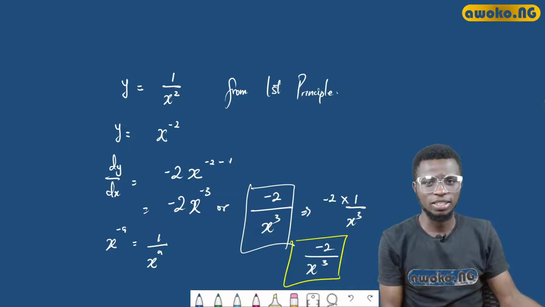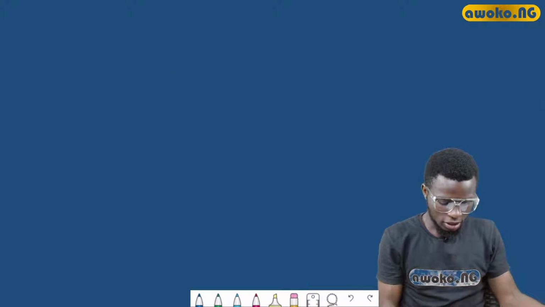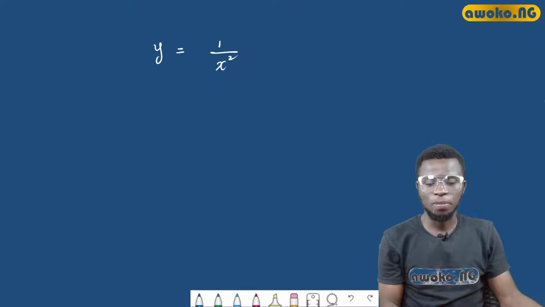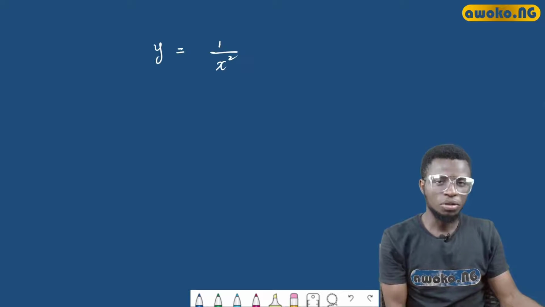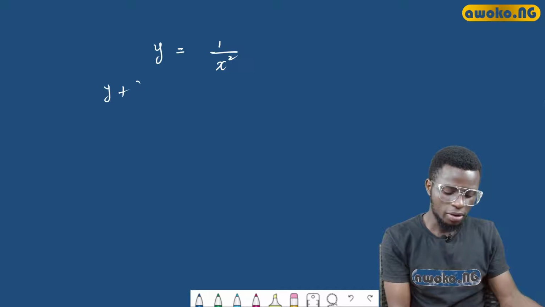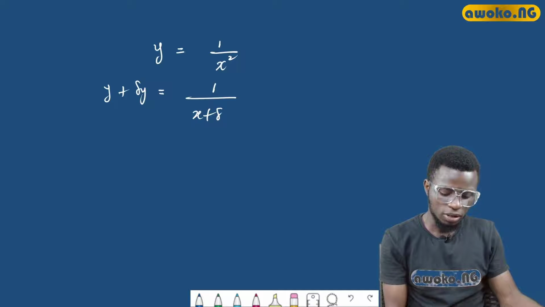But it was specified that we have to use the first principle. How do we go about it? Let us have this over here. The function is 1 over x squared. Remember, the first step I told you is you're going to take an infinitesimal increase in both x and y and rephrase the function this way: y plus dy equals 1 over (x plus dx) raised to the power of 2.